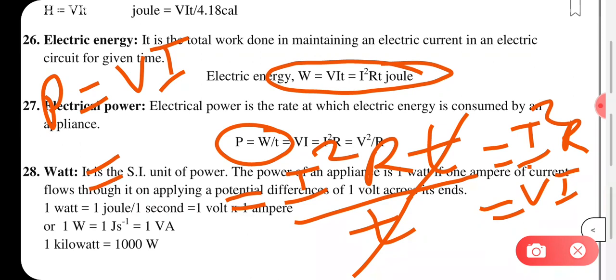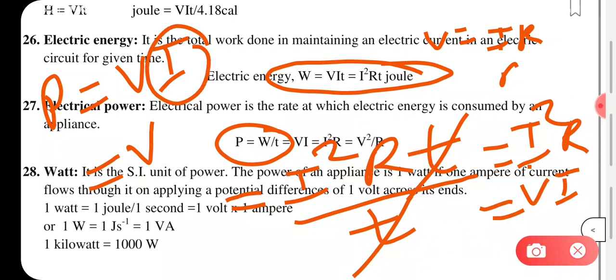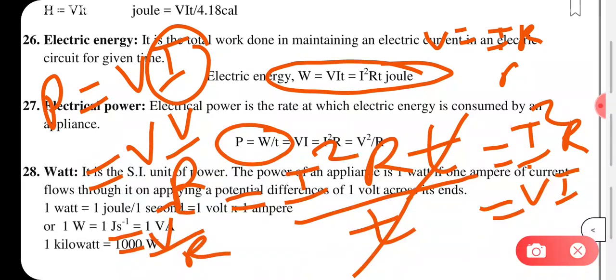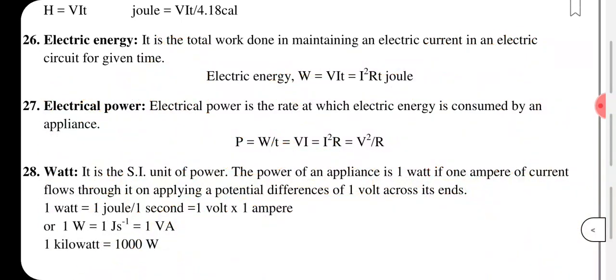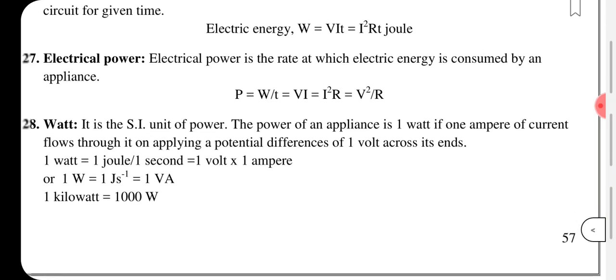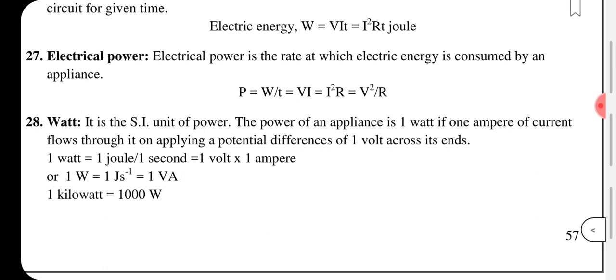Secondly, if we want to write in terms of V square upon R, so how that will come. You know V is equal to IR, right. So I will be equal to V upon R. So V is equal to IR; in place of I I will write V upon R. So it becomes V square divided by R. So this is how you can do the changes, using your knowledge of different formulas, and you can get the equation. Fine.